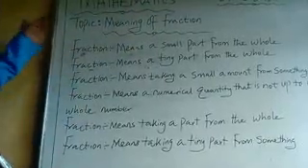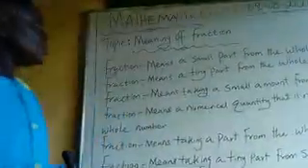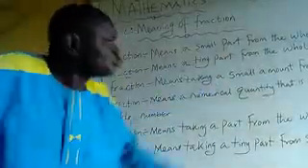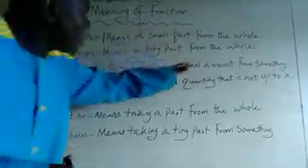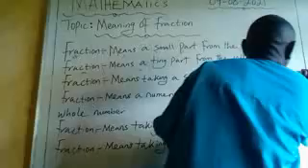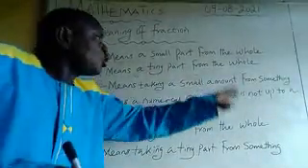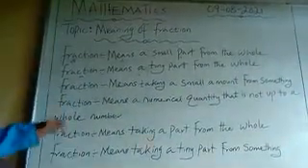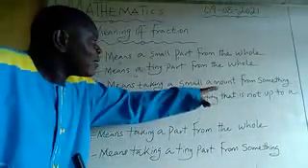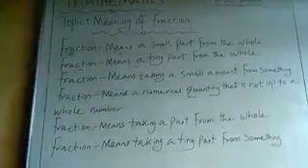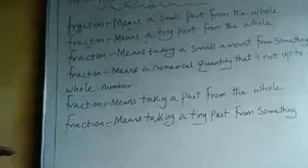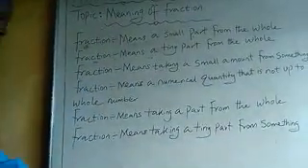Fraction means a small part from the whole. Fraction means a tiny part from the whole. Fraction means taking a small amount from something. Fraction means a numerical quantity that is not up to a whole number. Fraction means taking a part from the whole. Fraction means taking a tiny part from something. Alright.